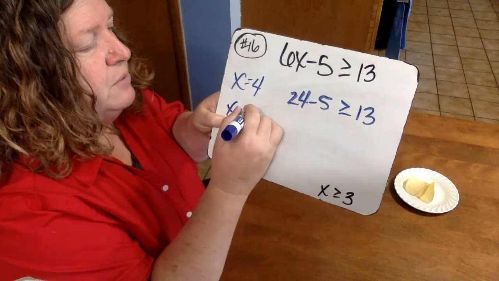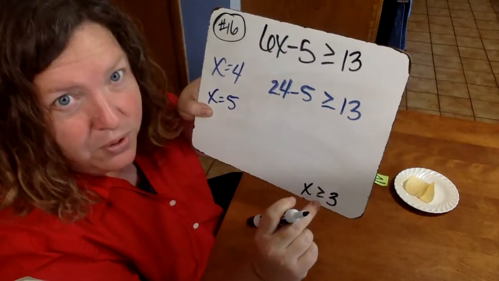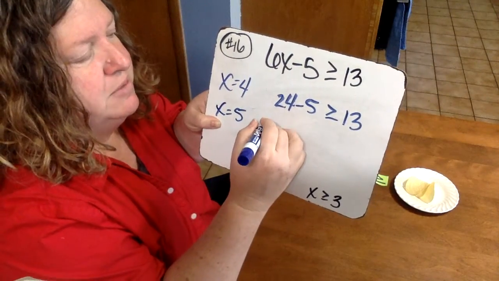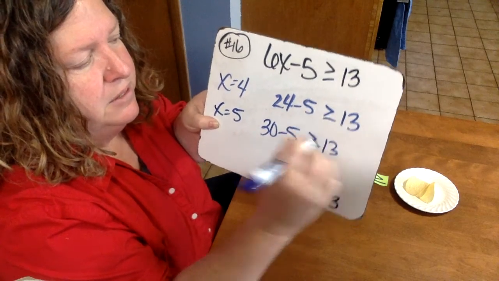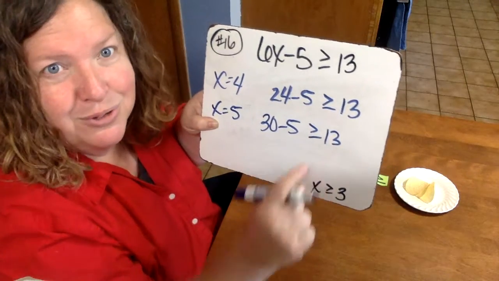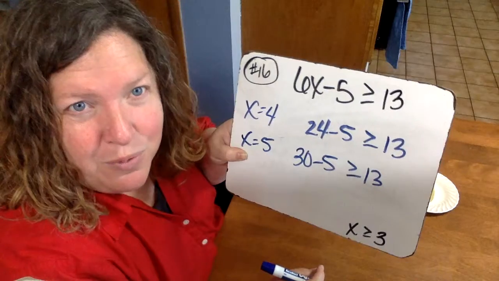What if we tried x equals 5? Because remember, x equals something that's greater than or equal to 3. So let's try 5. 6 times 5 is 30. We keep the minus 5. 30 minus 5 is 25. Is 25 greater than or equal to 13? It is. That's how inequalities work.